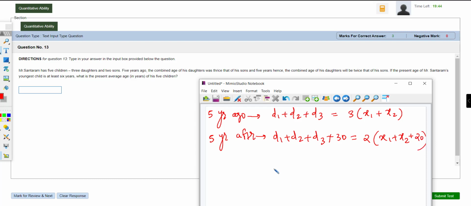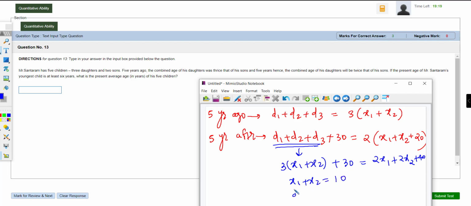So over here let's solve this. Using the first equation we can replace d1 plus d2 plus d3 by 3 times x1 plus x2, plus 30, is equal to 2x1 plus 2x2 plus 40. If we solve this, we will get x1 plus x2 is equal to 10. And by using the first equation we will get d1 plus d2 plus d3 as 30.